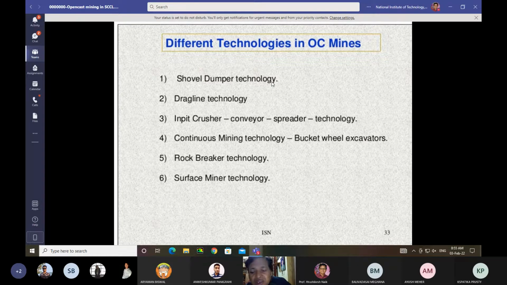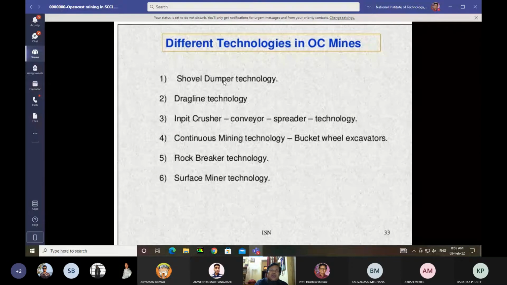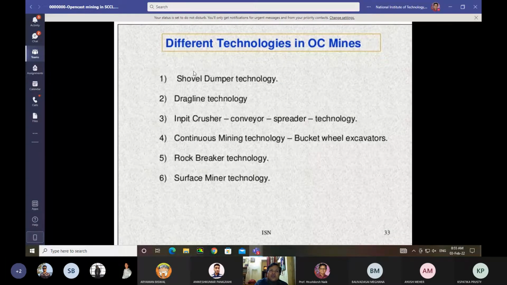So the shovels are of different types. Electric shovel, diesel shovel, rope shovels. There are different types of shovels, high capacity shovels and small shovels. And a dumper also has different capacities. Small size dumpers and big size dumpers are there. So this technology is called shovel dumper technology, which we are going to discuss today.